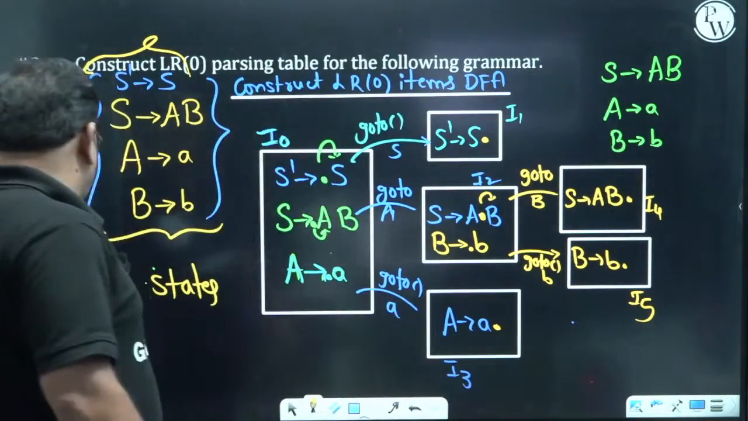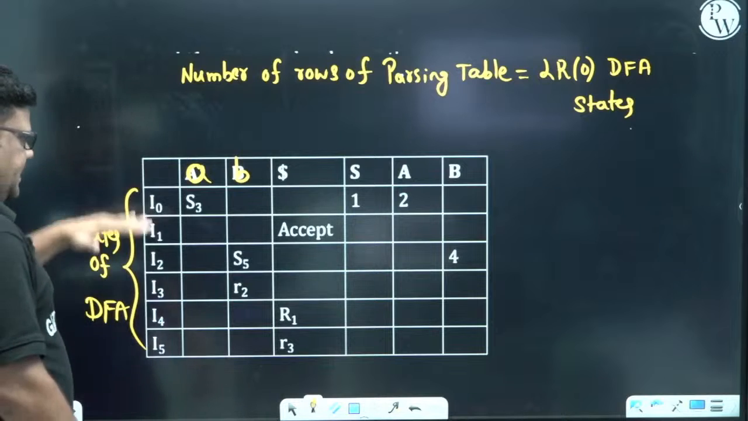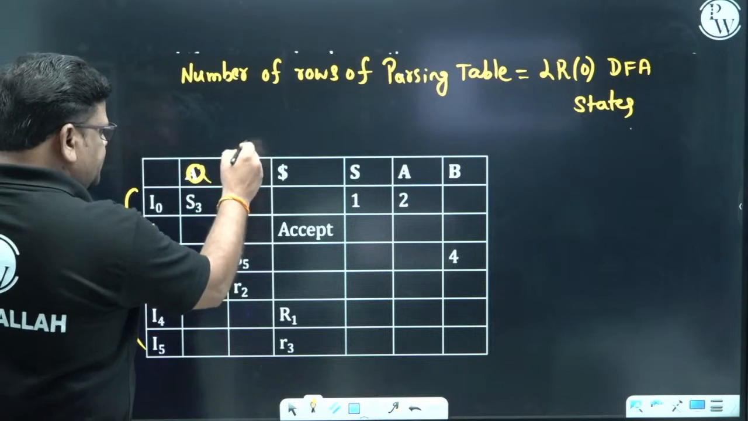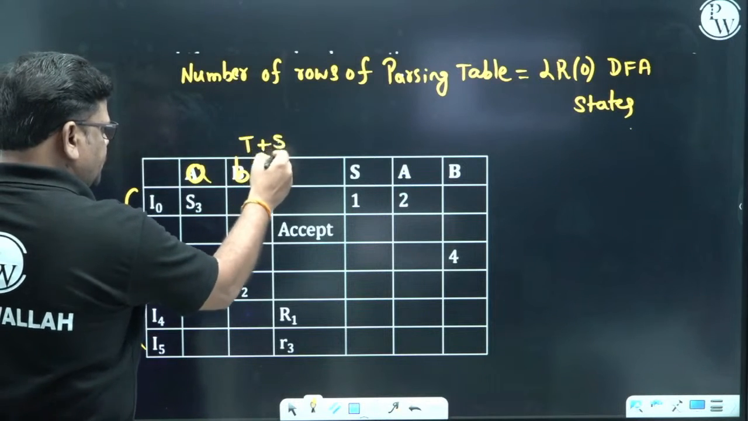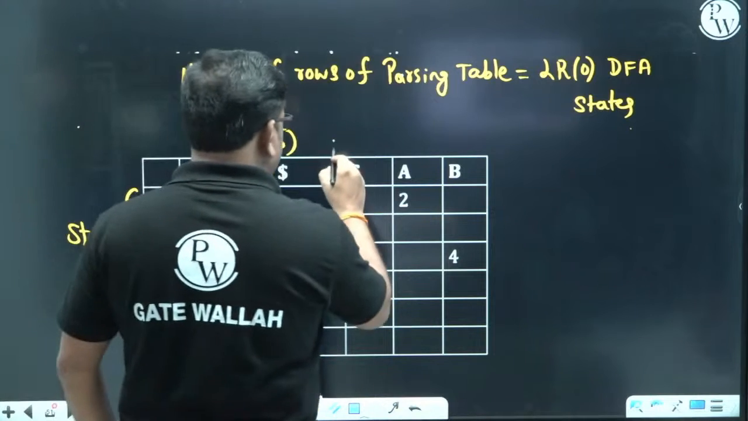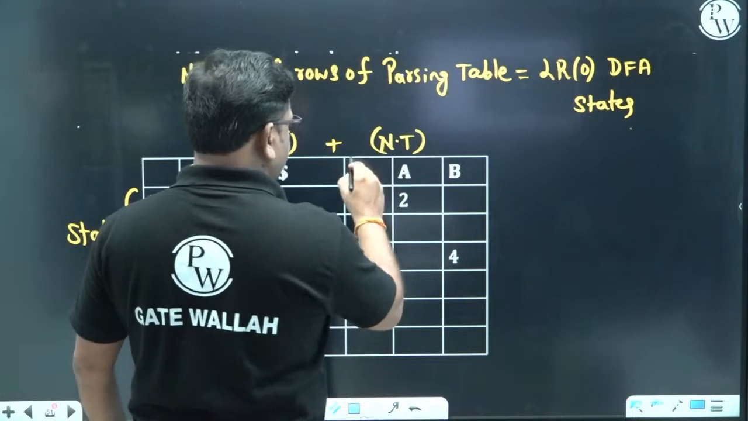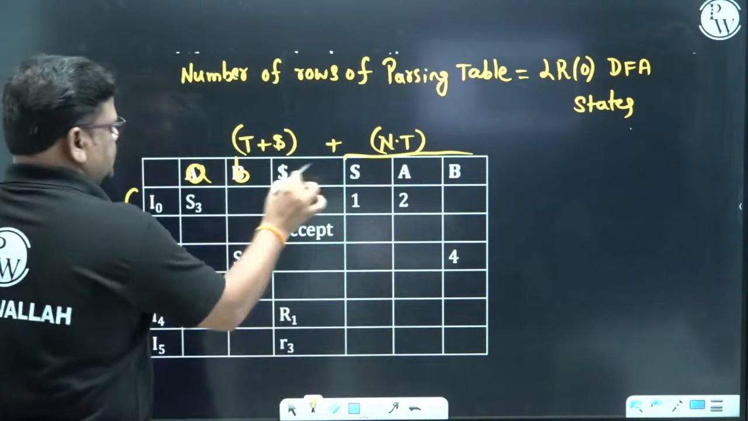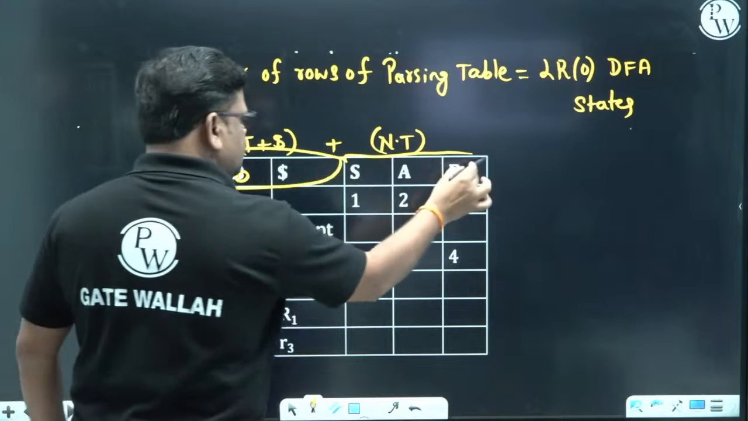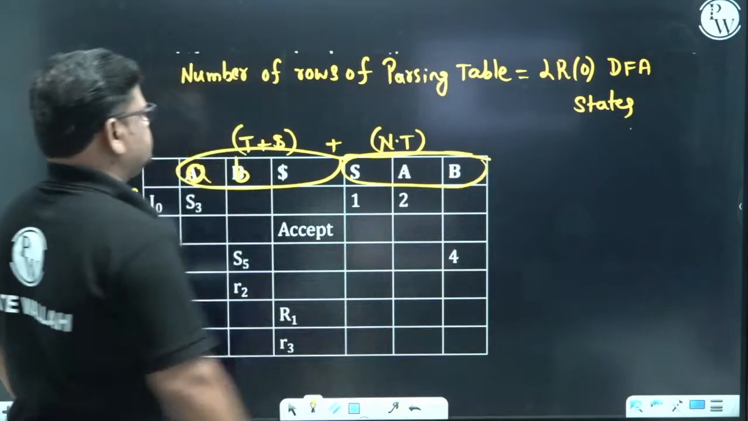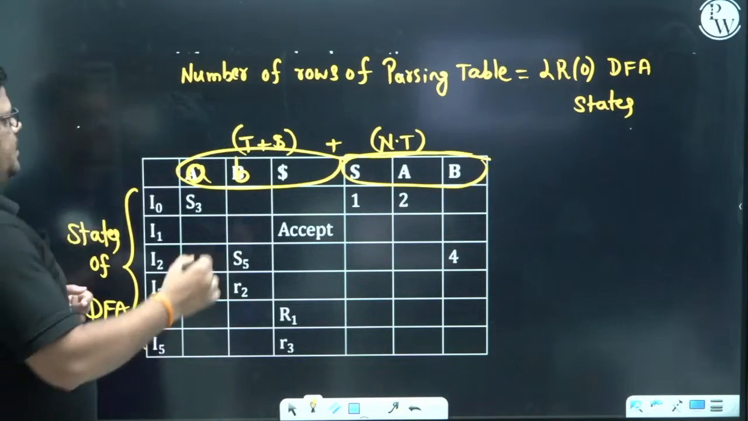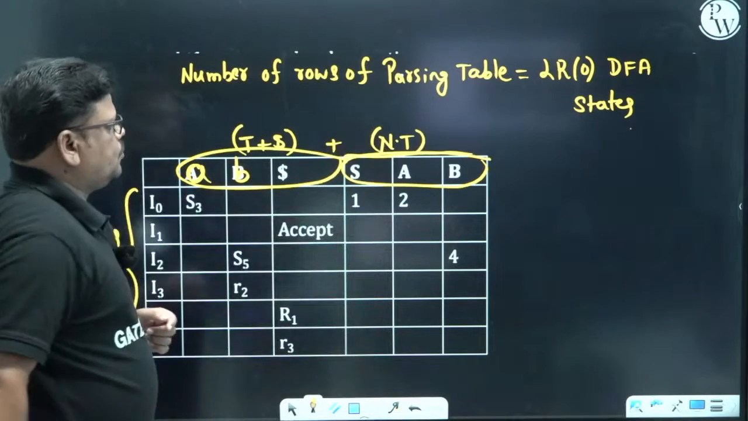The size of the table is simply states on this side, as rows. These are terminals plus dollar, and plus all the non-terminals. So look at this: terminals plus dollar here, all the non-terminals here. This structure is called the action table. This structure is called the goto table.